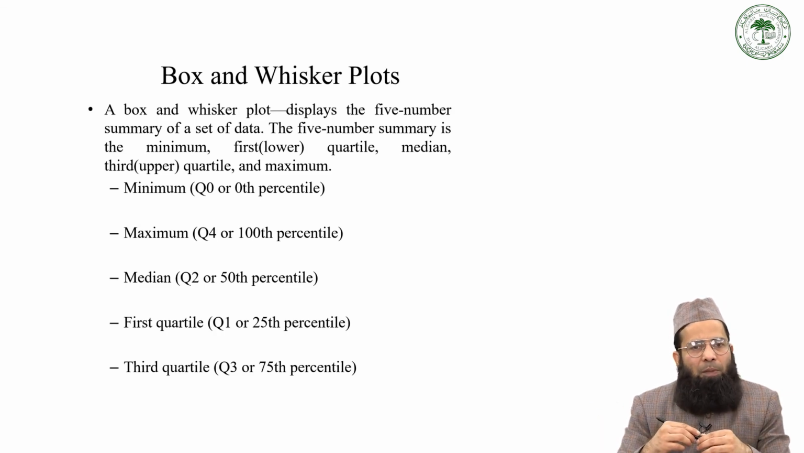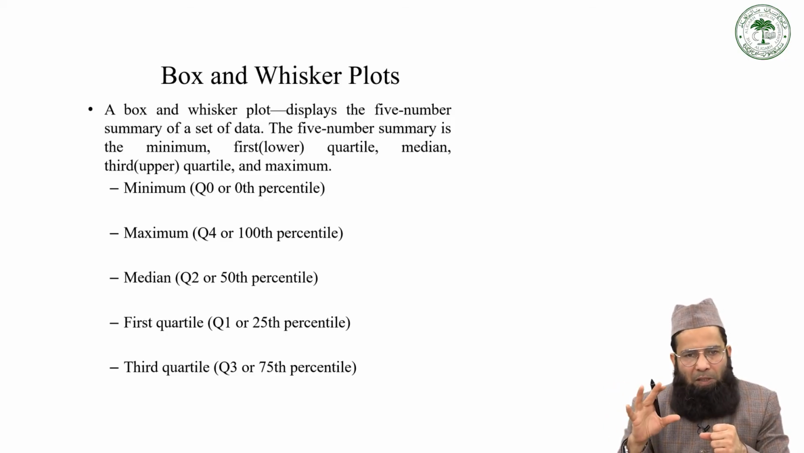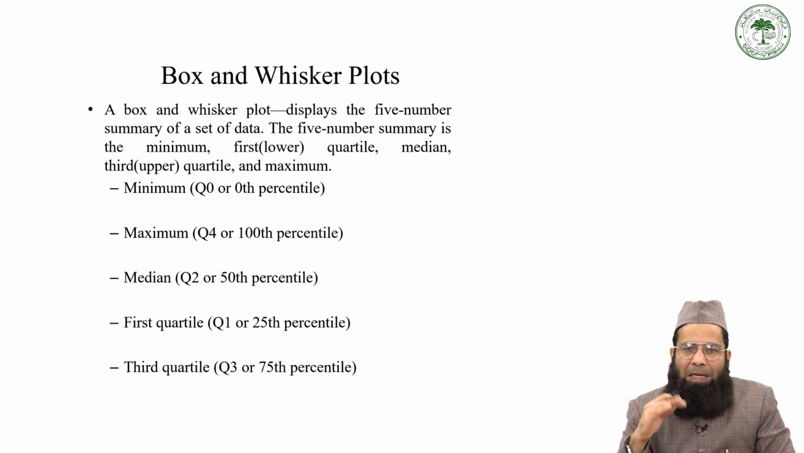So a box and whisker plot displays the 5-number summary of a set of data. The 5-number summary is the minimum, first or lower quartile, median, third or upper quartile, and maximum. So these are 5 different values. The very first one is minimum. Minimum is the lowest data point in the data set, excluding any outliers. Similarly, maximum is the highest data point in the data set, excluding any outliers.